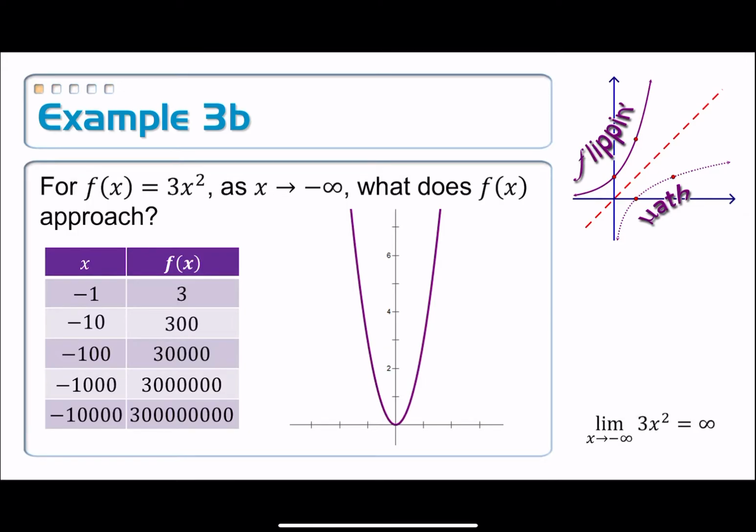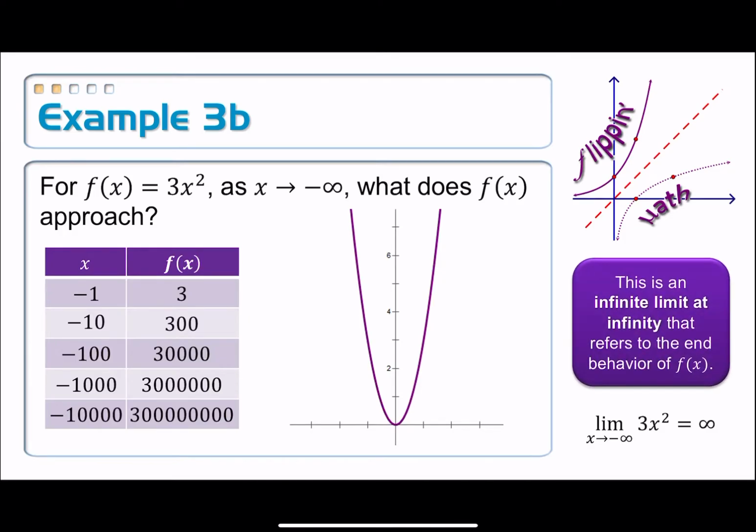Limits at infinity are talking about the x values underneath the limit, which in this case are decreasing without bound. Infinite limit at infinity means that the f of x values are also increasing without bound. And again, this refers to the end behavior. So this is an example of an infinite limit at infinity that refers to the end behavior of the graph. But wait, there's more, because example 3 is just not long enough.